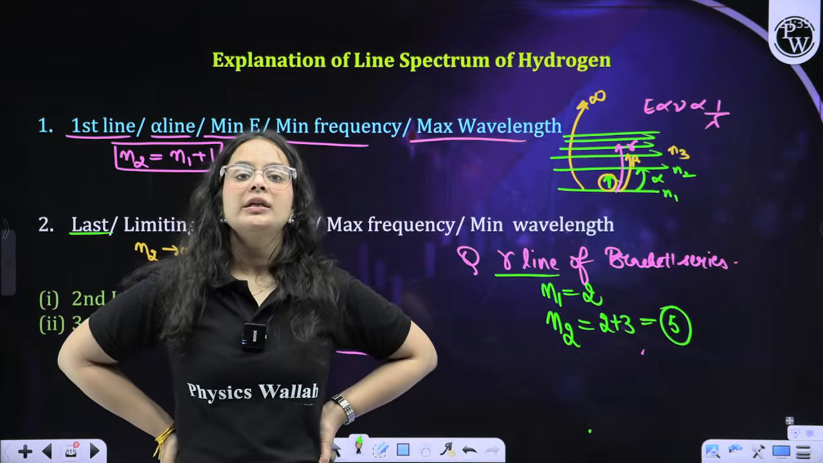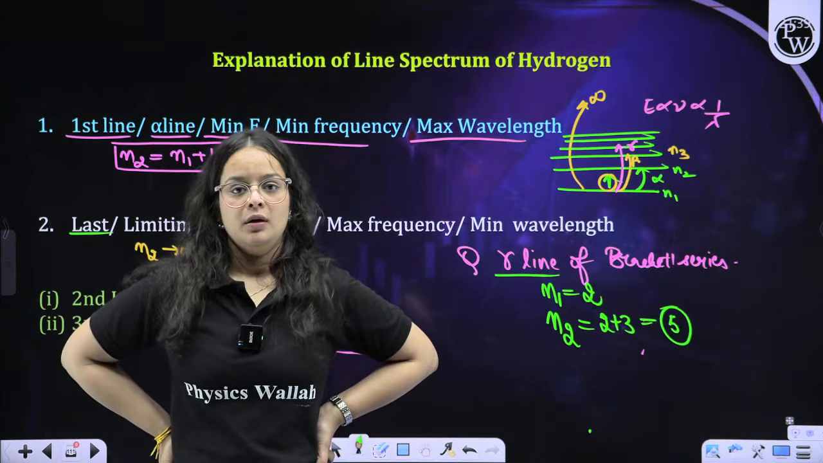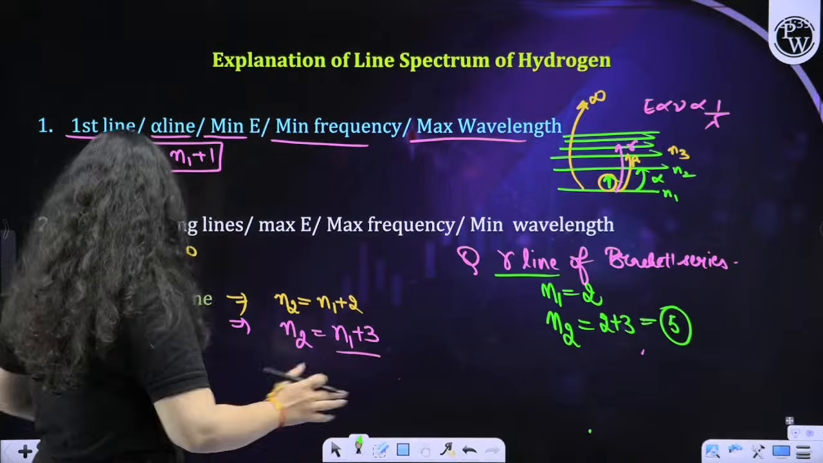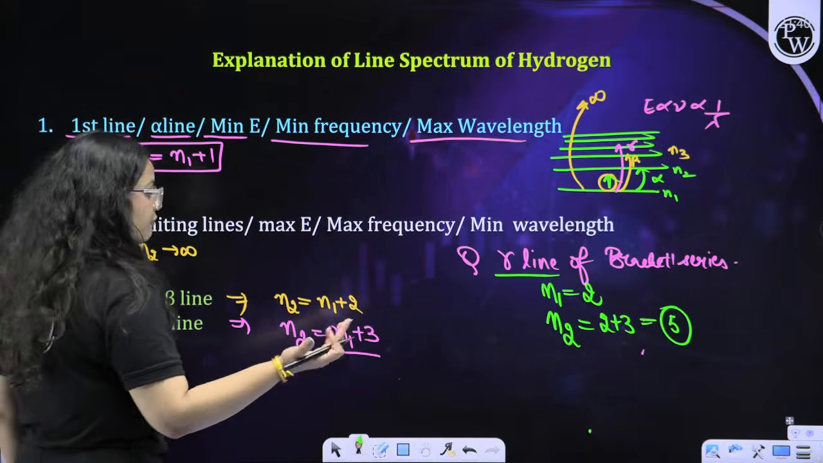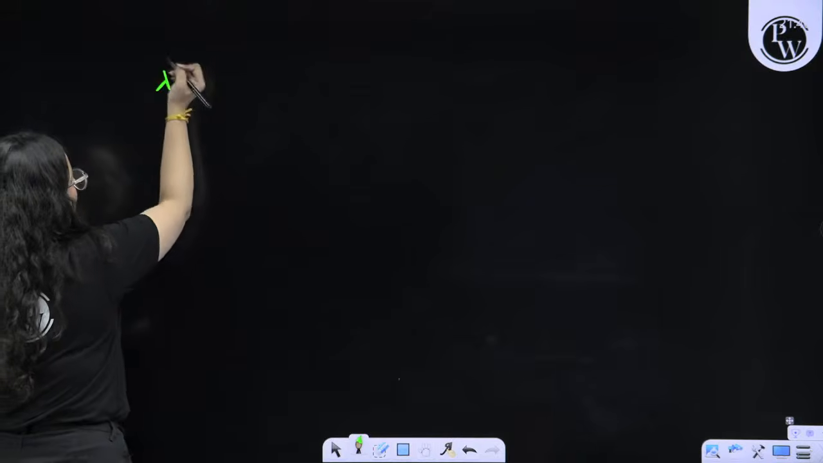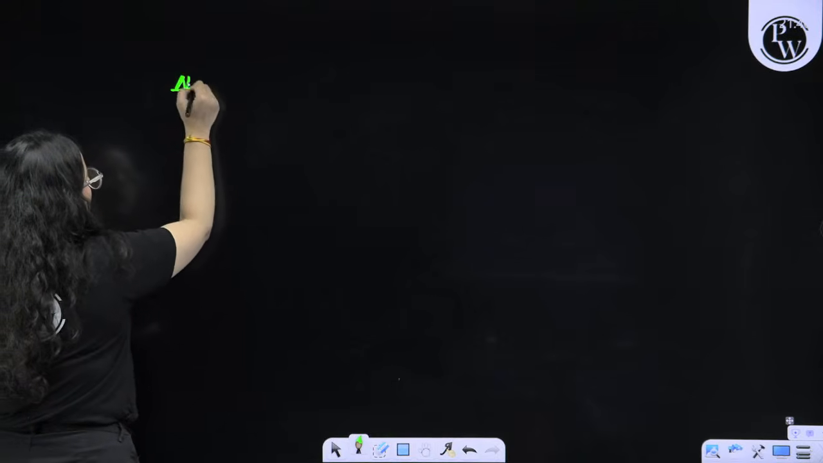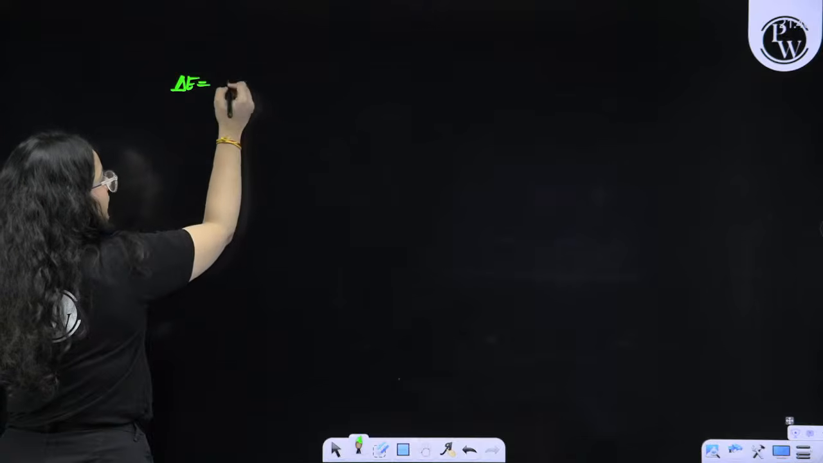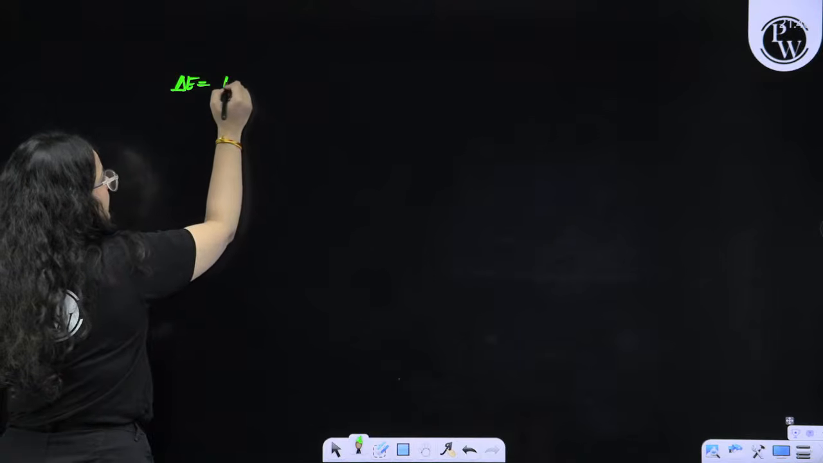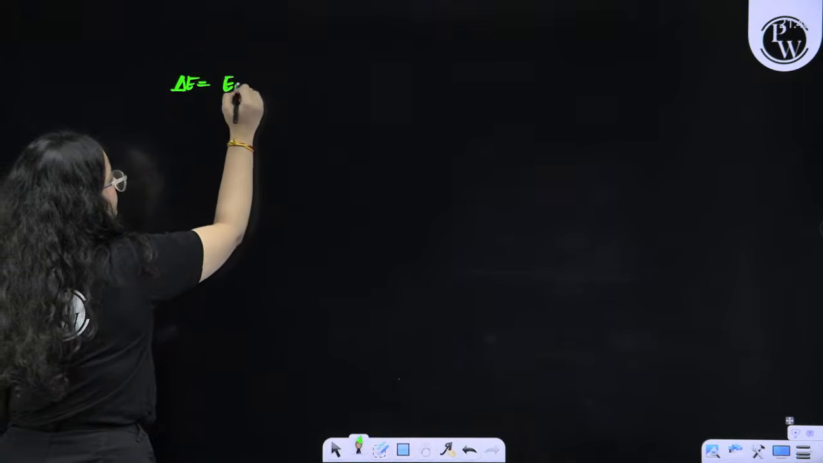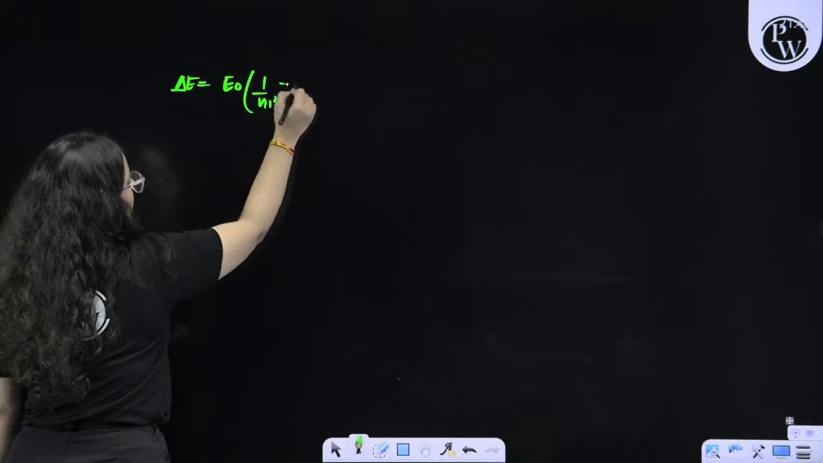Sometimes in the question they ask you in terms of wave number or wavelength. So in these types of questions, how do you solve for wave number or wavelength in terms of RH? So let us calculate the lambda. I already told you about the delta E formula, right? Delta E is equal to E naught times 1 upon N1 square minus 1 upon N2 square.